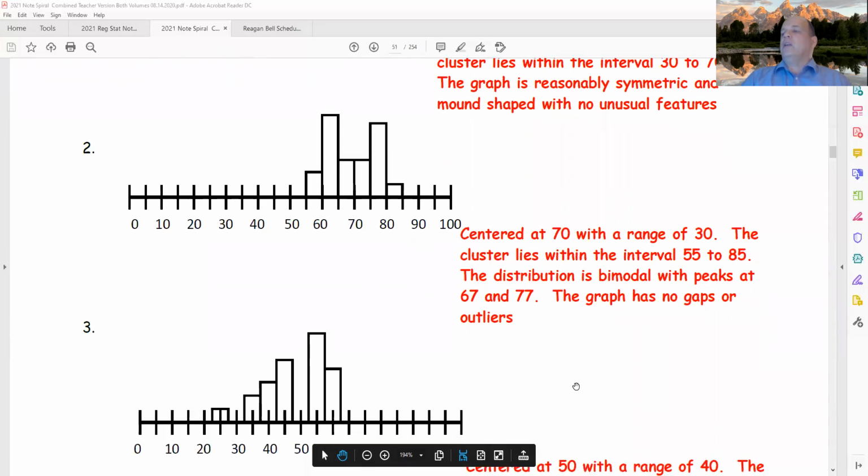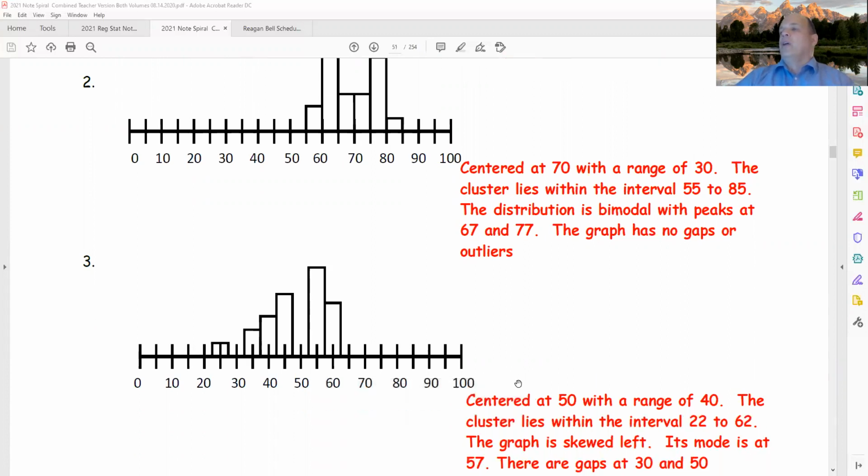All right, I look at this one, I go, hey, it looks like I have missing data. So I have gaps. It's been pulled or stretched to the left, so it's skewed left. All right. So I'm going to guess that it's centered at 50. It may or may not be. It's close to 50. If you said it was at 45, you'd probably be fine with that. But somewhere between 45 and 50 is where you're going to say that's centered. The range is 40. The cluster lies between 22 and 62 or thereabout.